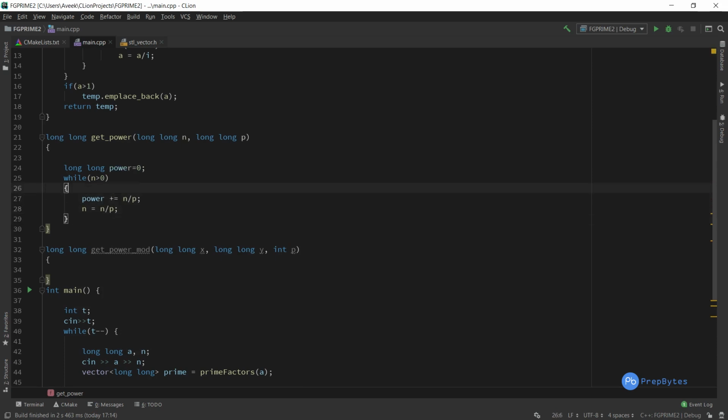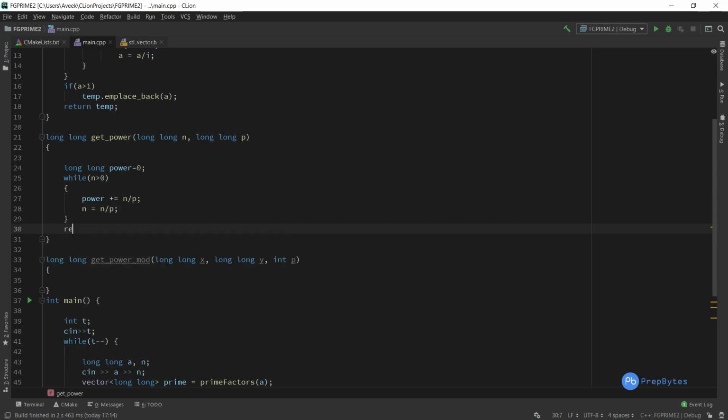If p value is 2 and n value is, let's say, 20, then 20 divided by 2 gives 10, so power becomes 10, and n becomes 10. Then n divided by 2 gives 5, so power becomes 15, and n becomes 5 divided by 2, which is 2 itself. Afterwards 2 divided by 2 becomes 1, so power becomes 16 and n becomes 1. Then 1 divided by 2 is 0, so power will not increment, it will remain 16 and n will be 0, and we will exit and return our power. So this is how this will work.